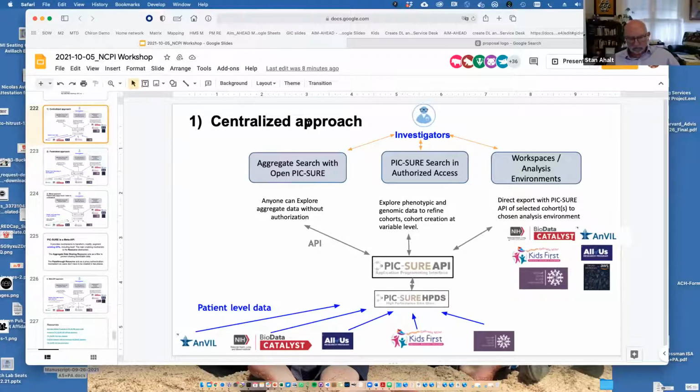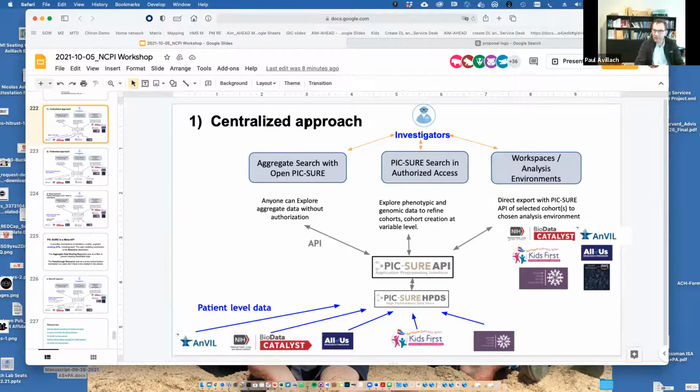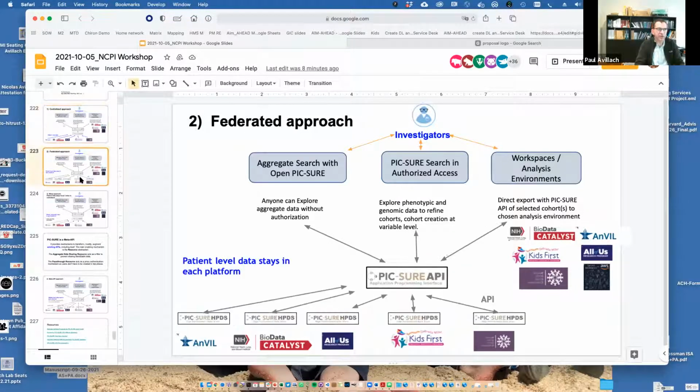First one, centralized, everything is put in one place. We know that this is unlikely to happen, but I just have to point it out. This would be the easiest from a technical point of view, but the hardest from the policy point of view. Federated approach, there has to be something. Either there's PIC-SURE being deployed across the platform. This is exactly what we're doing for the U1, creating the biggest pediatric network nationwide.